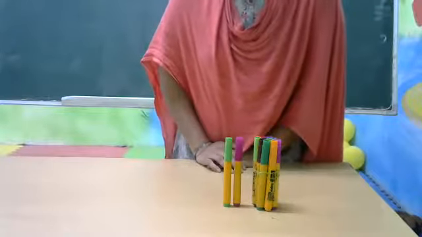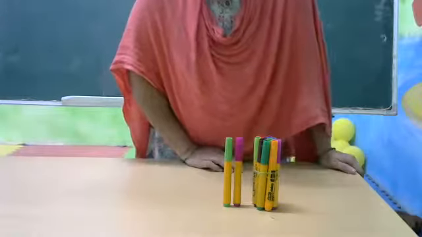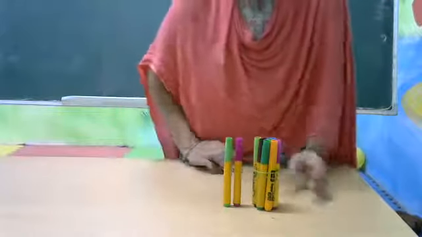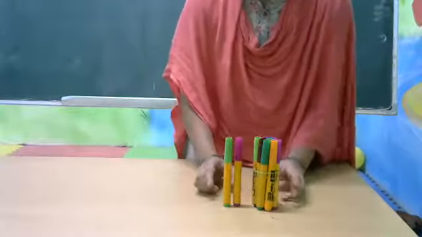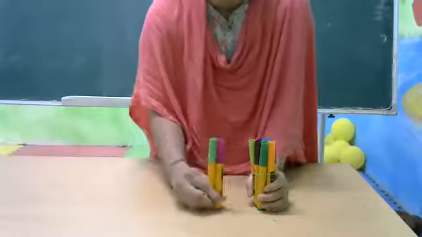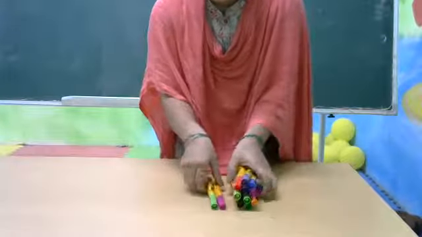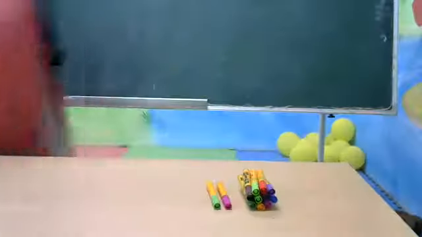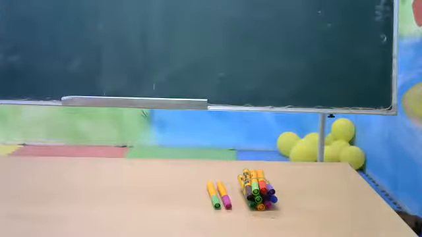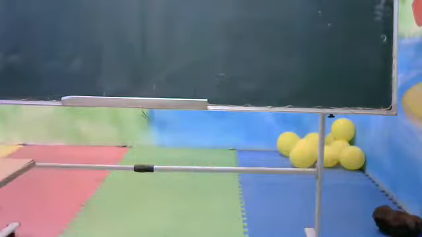Then which number will get? 12. Very good. 12. Very good, Adina. So, when we are adding 2 number in 10s, then we get number 12. Very good. Okay. So today we are going to learn number 12.